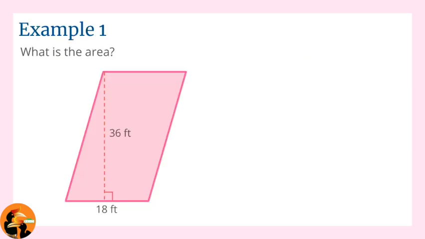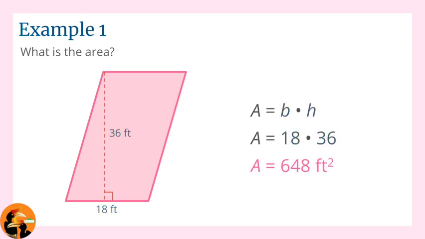Here we want to find the area of the parallelogram. Remember, the area of a parallelogram equals the base times the height. The base is 18 and the height is 36, so we'll substitute those values into the formula. 18 times 36 is 648, and since area is measured in square units, the area of this parallelogram is 648 square feet.